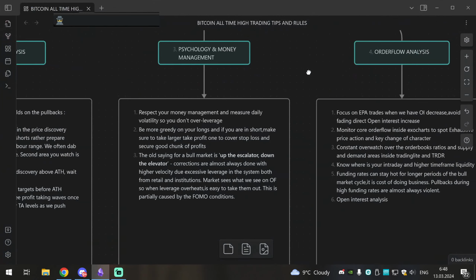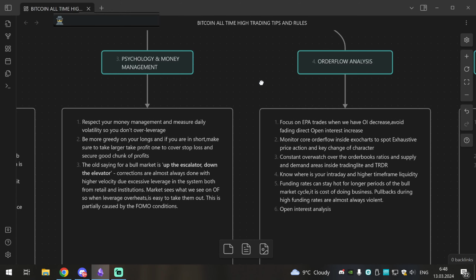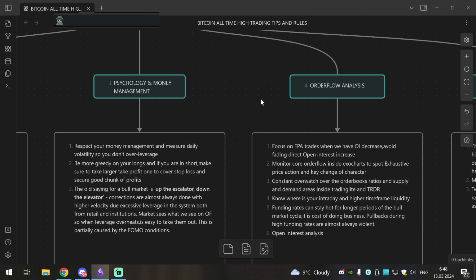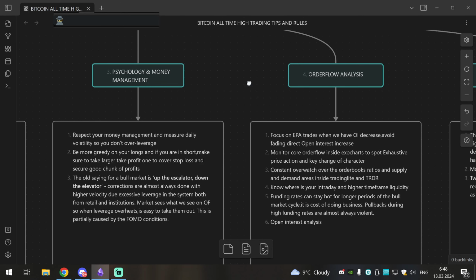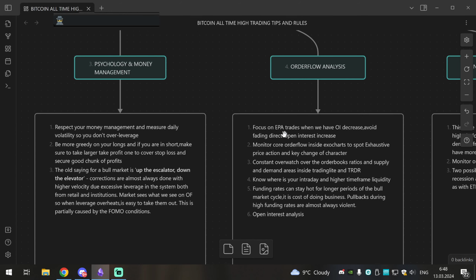Okay, we can now move to another category, order flow analysis. When Bitcoin is pushing to the all-time highs, now we really need to monitor it. 80% of decisions will be made with the order flow in the all-time highs until you make more levels for the technical analysis, until you build the new volume. So with number 1, you will be focusing on exhaustive price action trades when we reach an open interest decrease, and avoid fading direct open interest increase.